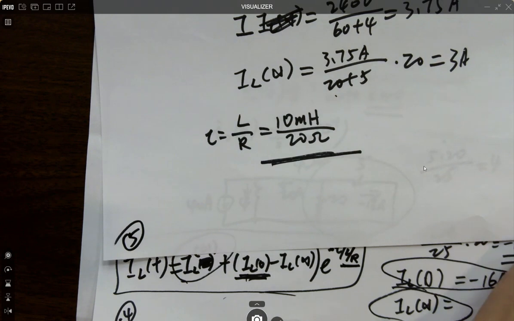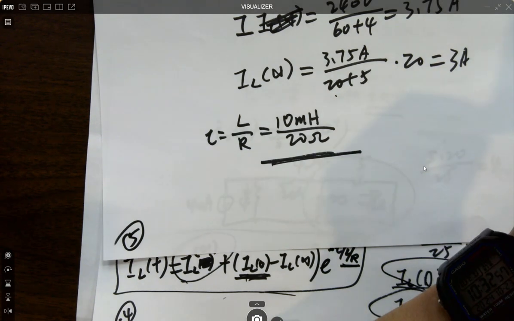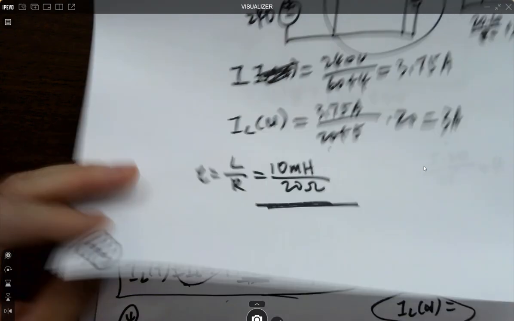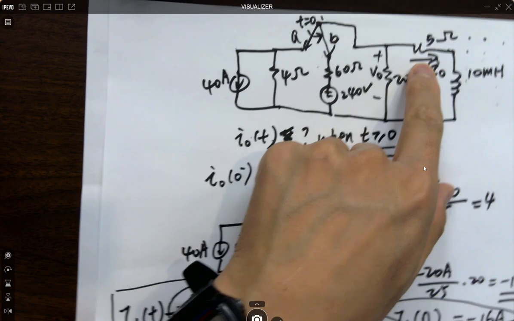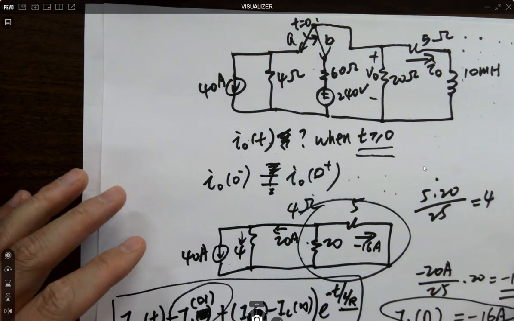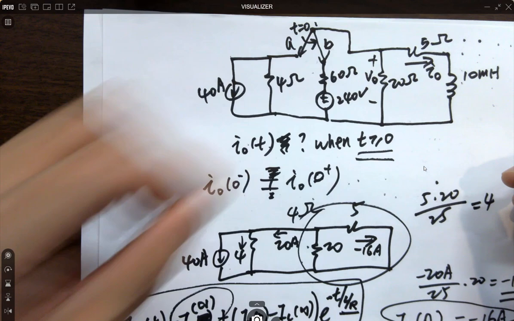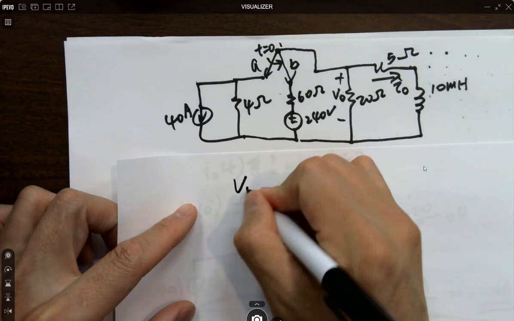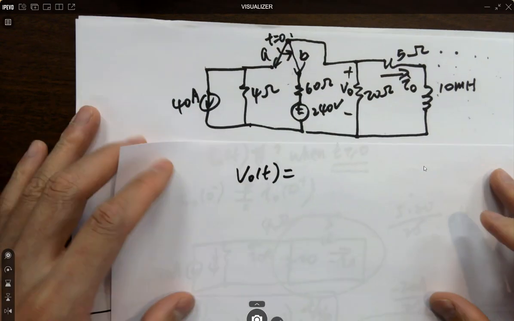What about... so this is I0, right? This is I0, which is the current here. If it's asking, what about V0? How to find V? What is it?